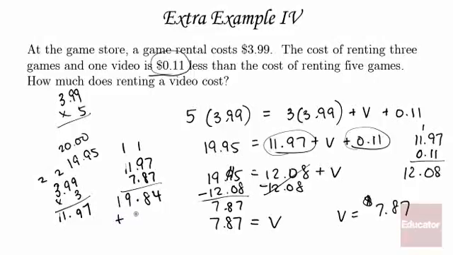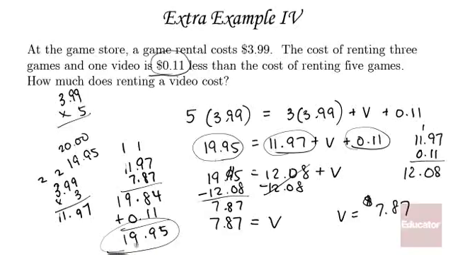And then let's add the difference of the 11 cents. That gets me 5, 9, and 19. So here we have matched it for the 5 games, $19.95 and $19.95. Let's go back and read the question. How much does renting a video cost? Renting a video costs $7.87.